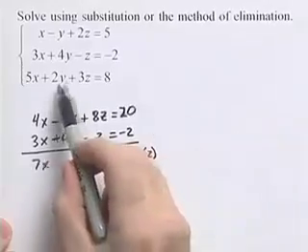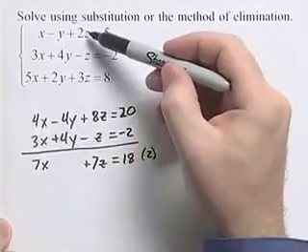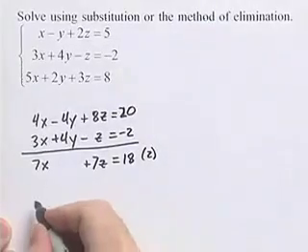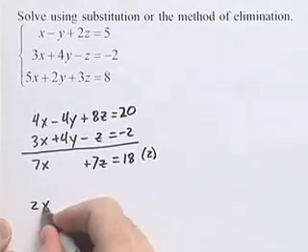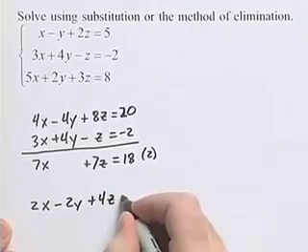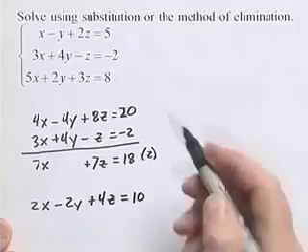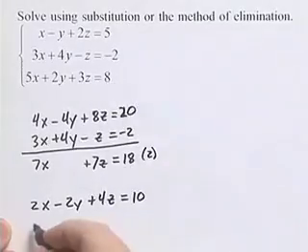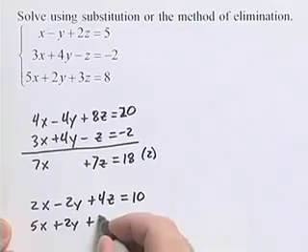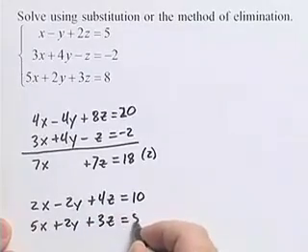Now we're going to eliminate the variable y from the third equation. To eliminate the variable y from the third equation, we still want to use our first equation. We're going to multiply our first equation by 2. So we'll have 2x minus 2y plus 4z equals 10. And we want to rewrite our third equation, 5x plus 2y plus 3z equals 8.